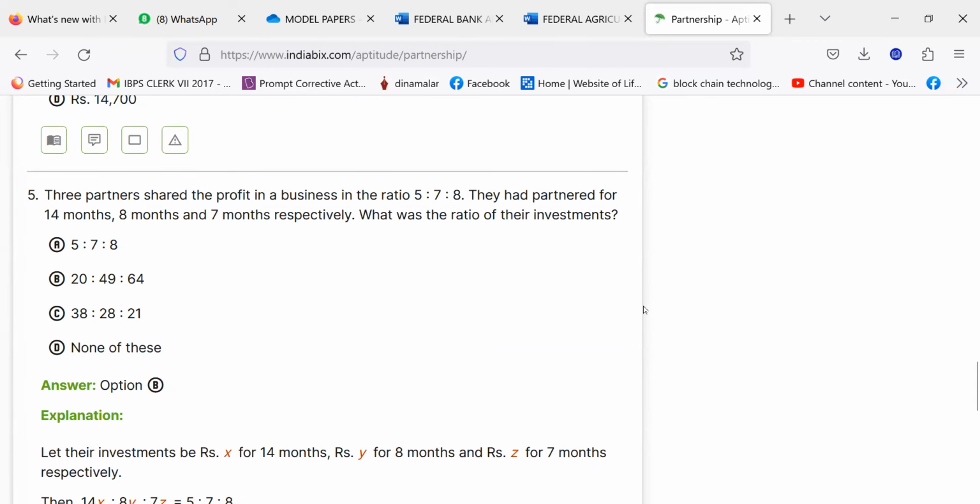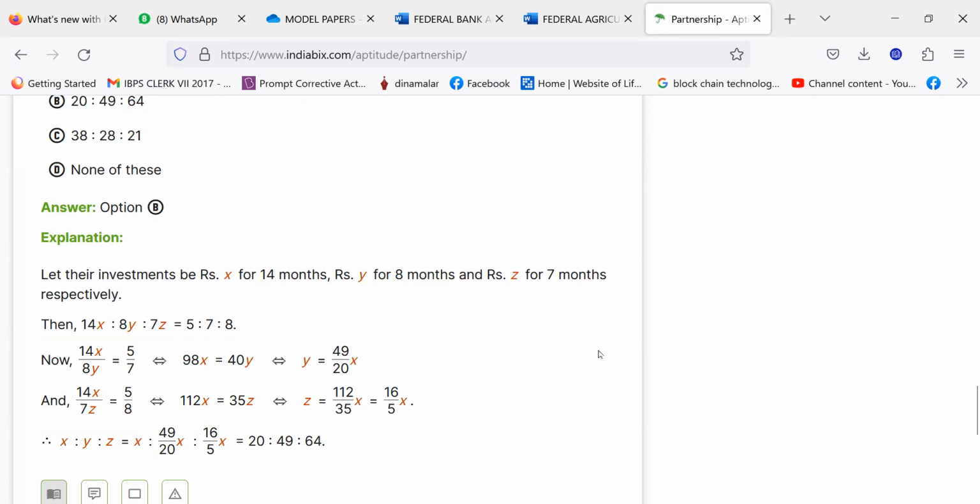Read the question. So, sir, the question is that three partners shared the profit in business in the ratio 5 is to 7 is to 8. They had partnered for 14 months, 8 months and 7 months respectively. What was the ratio of their investments? Okay. How to answer this?